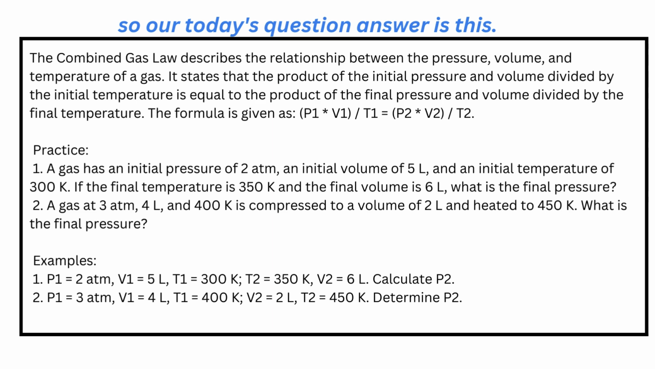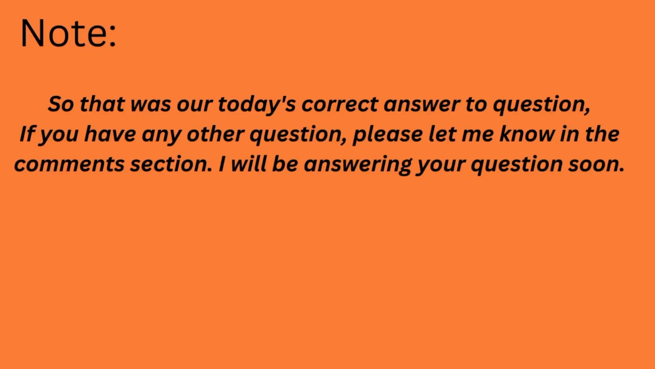Examples. 1. P1 = 2 atm, V1 = 5 L, T1 = 300 K, T2 = 350 K, V2 = 6 L. Calculate P2. 2. P1 = 3 atm, V1 = 4 L, T1 = 400 K, V2 = 2 L, T2 = 450 K. Determine P2. So that was our today's correct answer to the question.